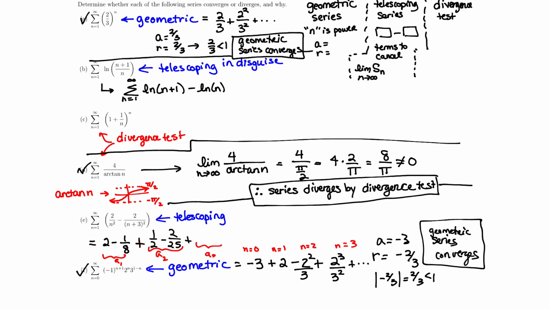And the next guy? 2/9 minus 1/18, or 2/32. And then what'd you get next? Next one was 1/8 minus 2/49.